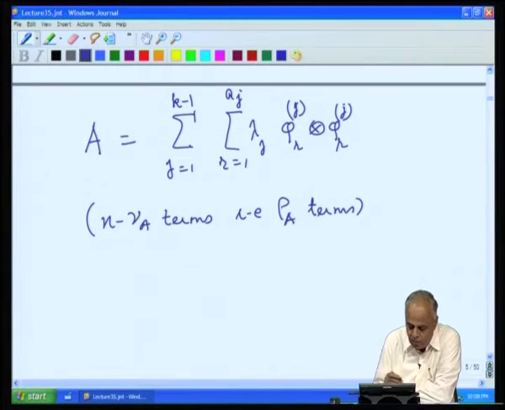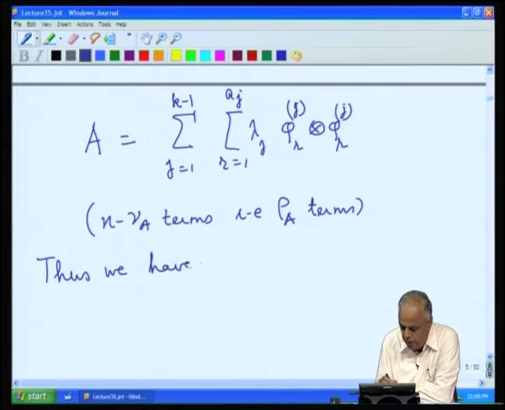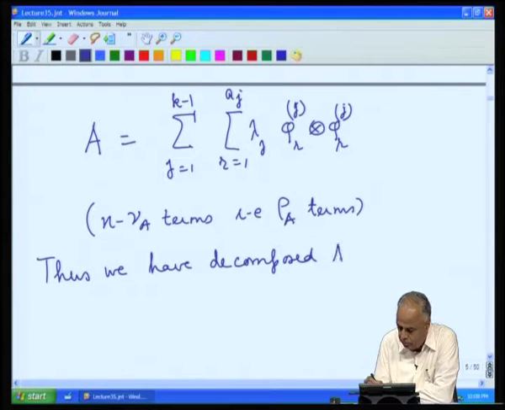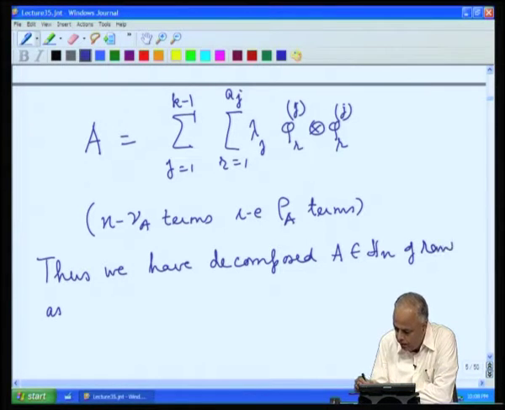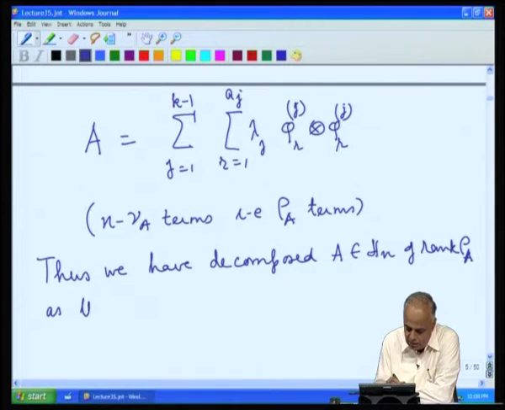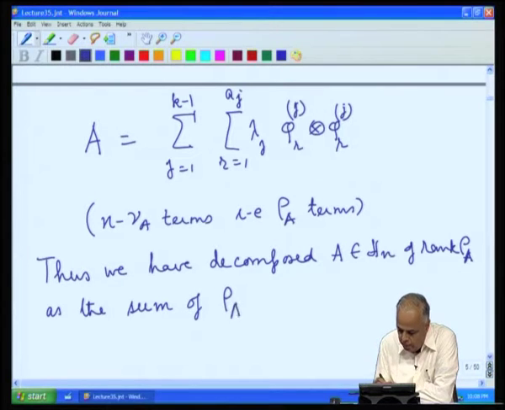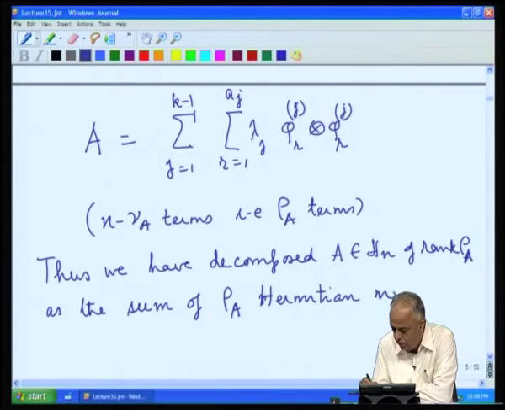So, thus we have decomposed A, which is a Hermitian matrix, and its rank is say rho A, as the sum of rho A matrices, in fact rho A Hermitian matrices of rank 1.